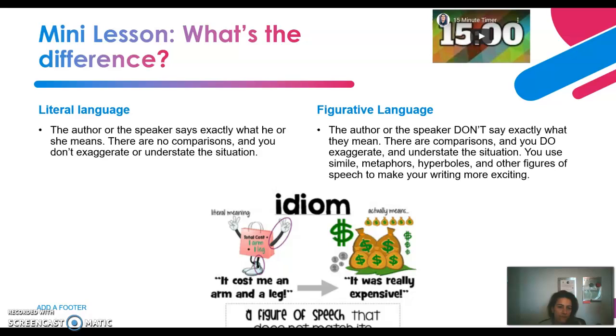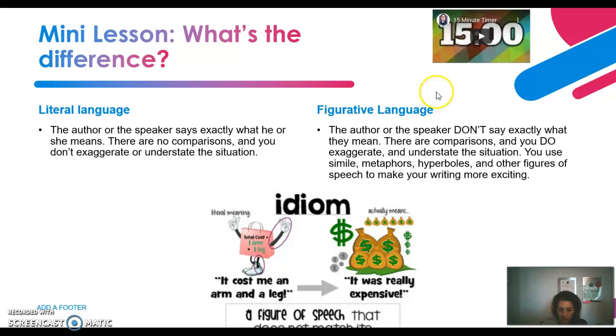The author or the speaker says exactly what he or she means. There are no comparisons, and you don't exaggerate or understate the situation. Exactly, so it is just as it is, simple and very straightforward. All right, let's move on to the next one. Figurative language. Can we have another volunteer? I'm going to use my equity sticks now so that we can keep it fair and choose somebody else. Okay, perfect. It's your turn.